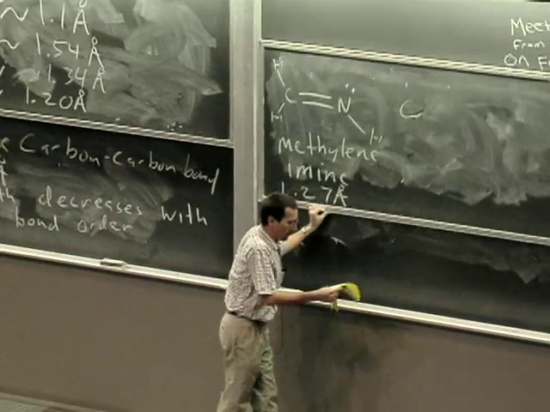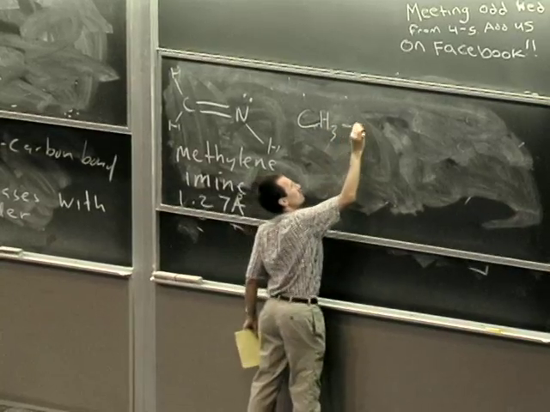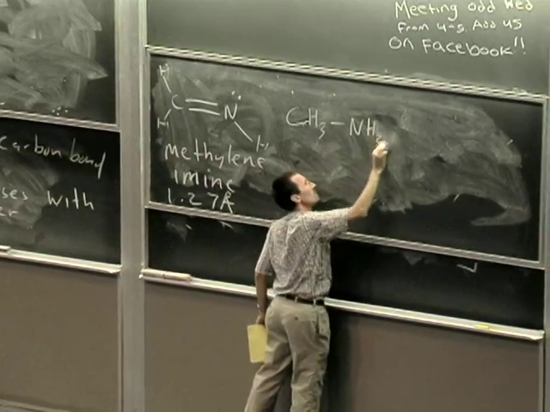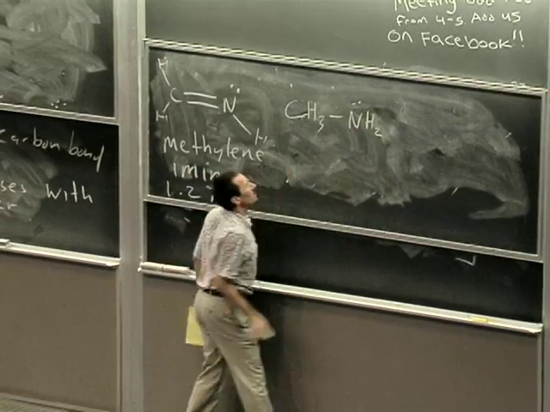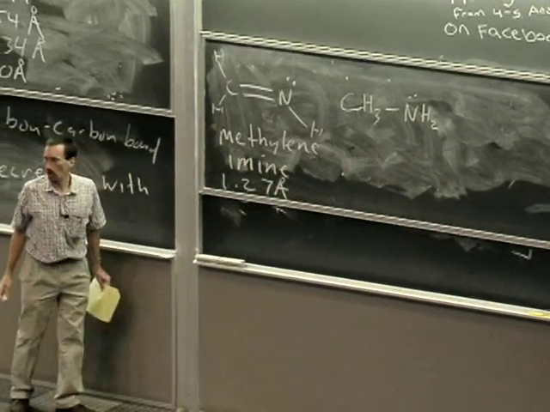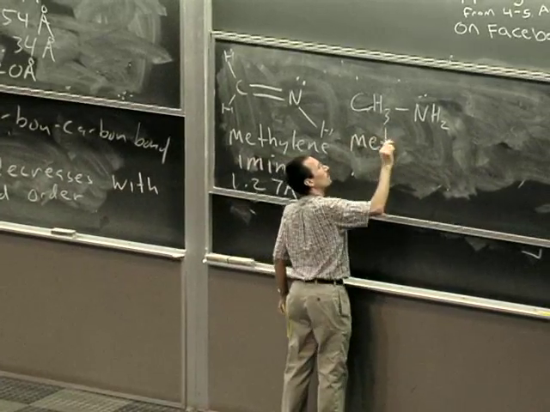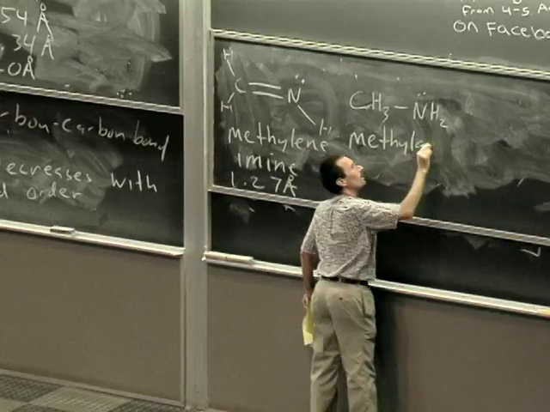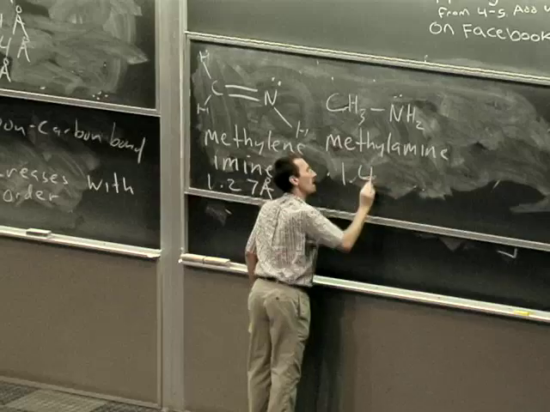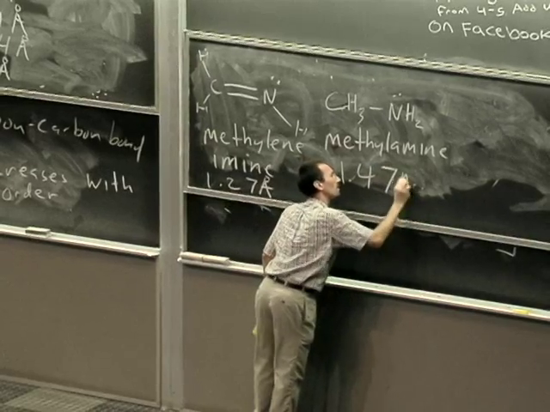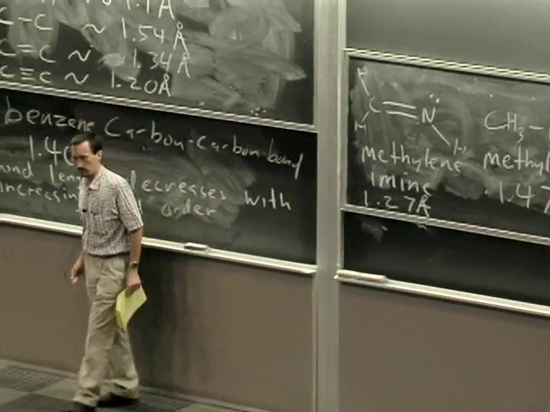And I'm going to compare that to a molecule with a carbon-nitrogen single bond. We should already know the bond length. This molecule is called methylamine. The carbon-nitrogen bond length is 1.47 angstroms.